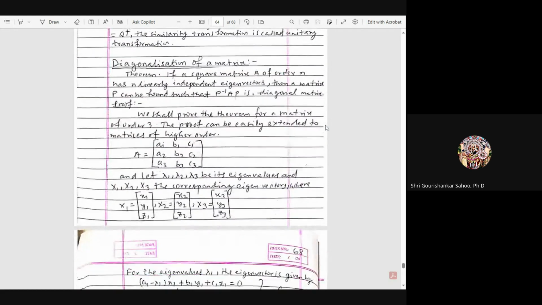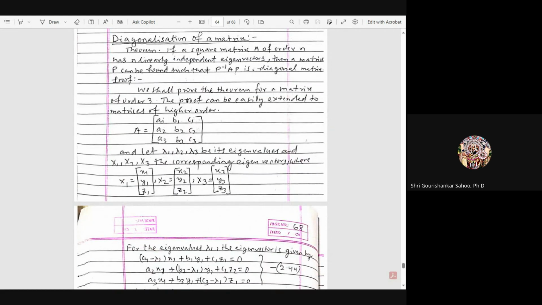Then diagonalization of a matrix is another important thing. If a square matrix A of order n has n linearly independent eigenvectors, then a matrix P can be found such that P inverse AP is a diagonal matrix. So the proof is like this. We shall prove the theorem for a matrix of order 3. The proof can be easily extended to matrices of higher orders.